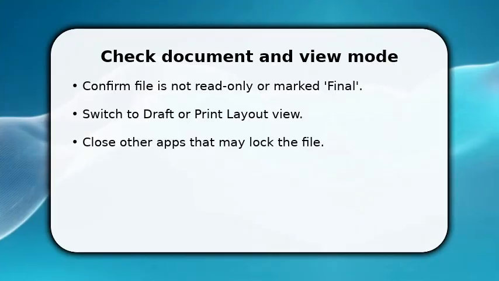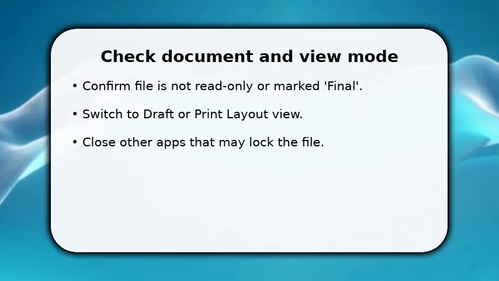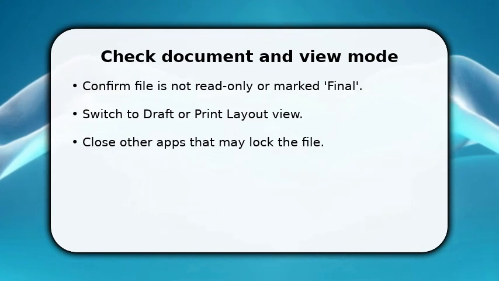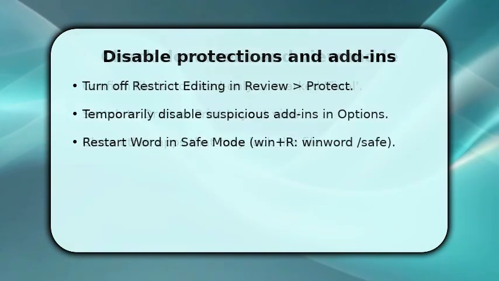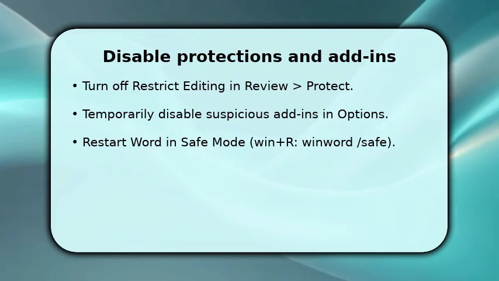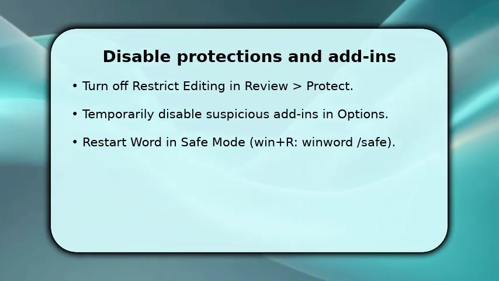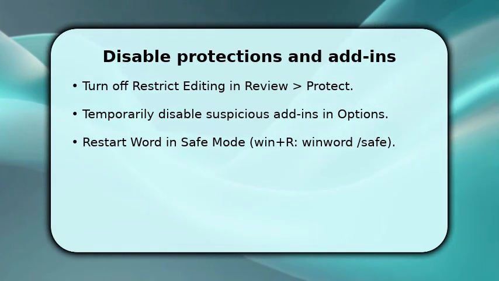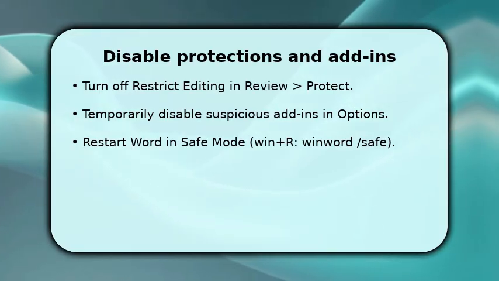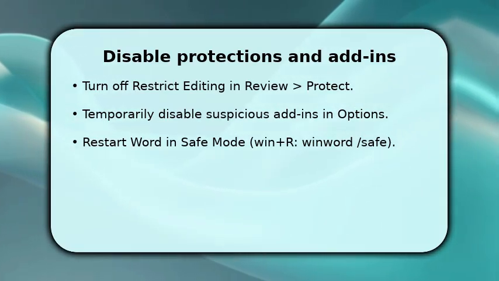Once done, save a copy to a new file name. Making a duplicate helps isolate whether the file itself or Word state is causing the lock. Now focus on internal Word settings. Open Review, choose Protect, and turn off Restrict Editing or remove any form controls that lock selection. This directly re-enables text selection.